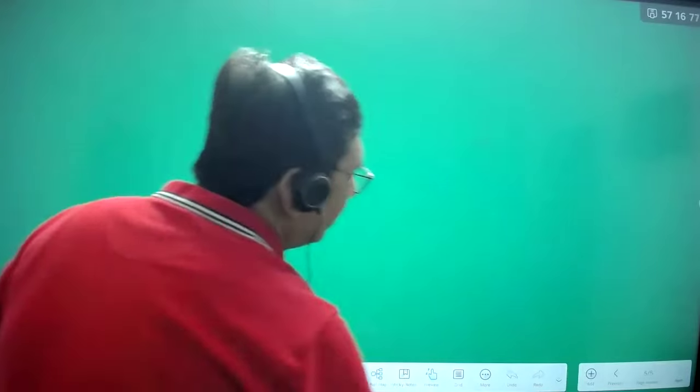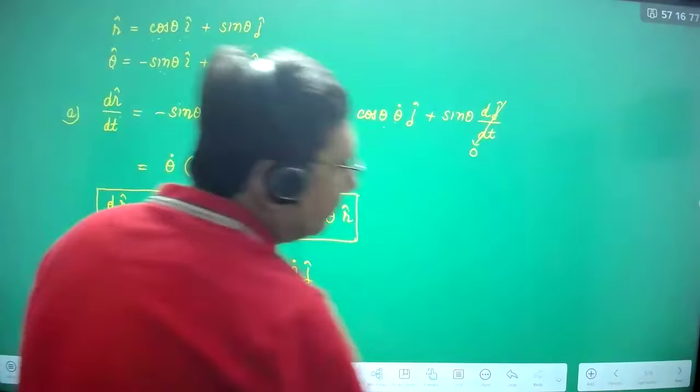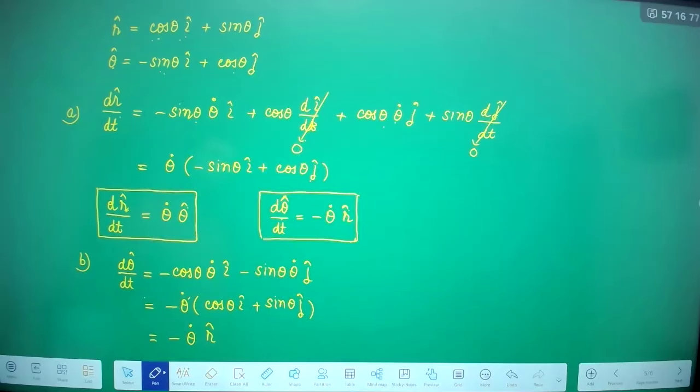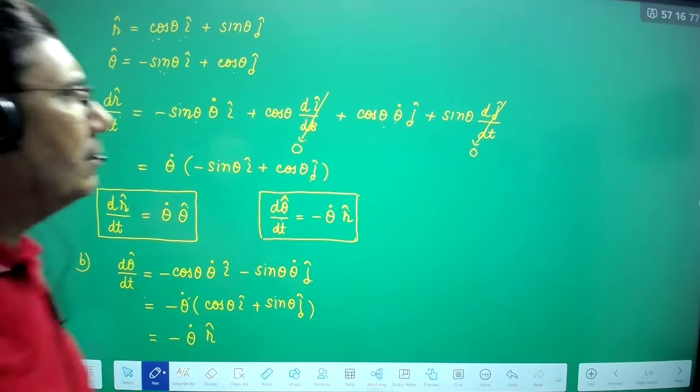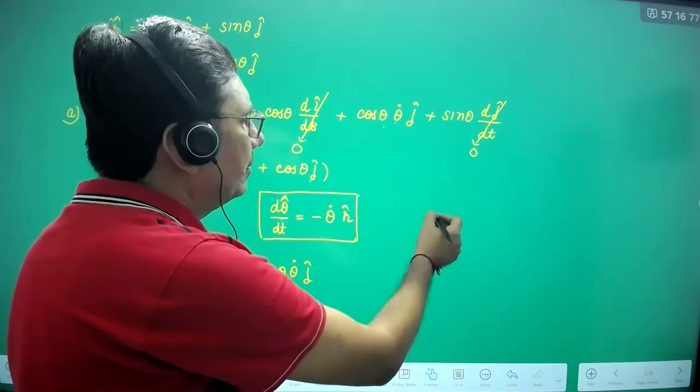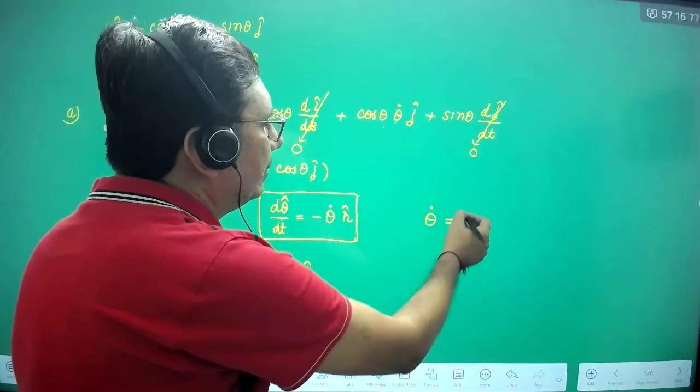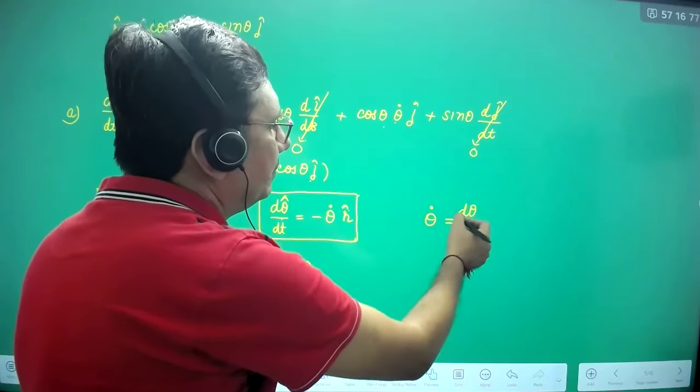Now, next, what will be the position vector? Yes, beta, please. Sir, why do we write theta dot? I mean, what is the meaning of dot? Theta dot is d theta by dt.